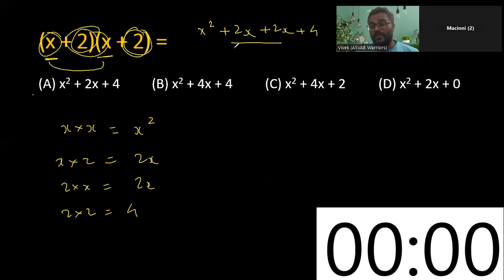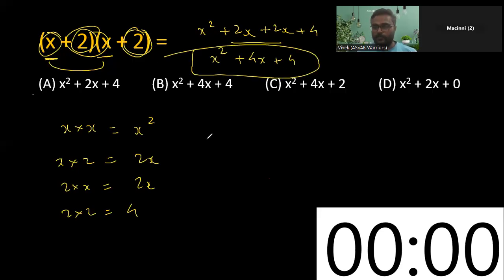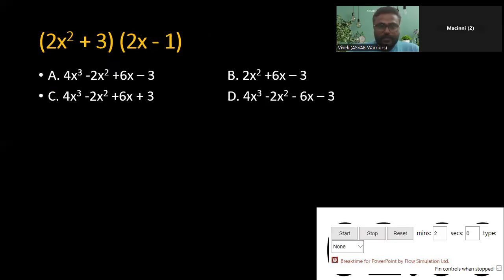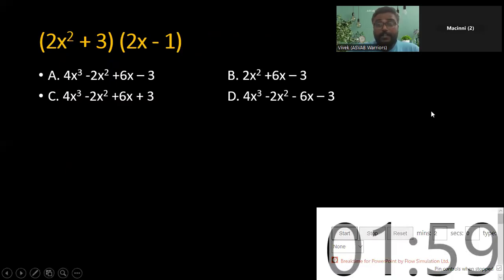This 2x plus 2x can be added as 4x plus 4. So x square plus 4x plus 4 would be your final answer. Now, let's move on to the next question. Here is your next question, guys. Try solving it. You have 2 minutes. After that, I'll solve it for you.